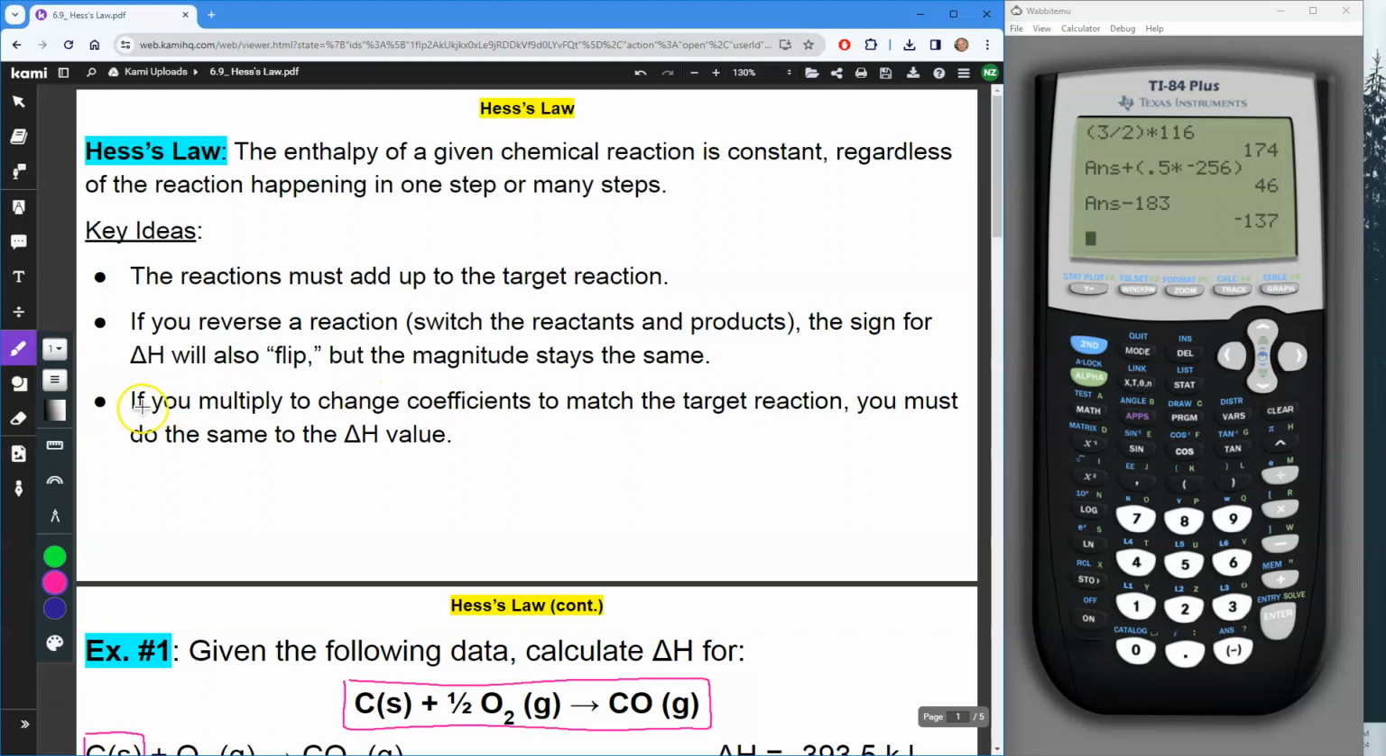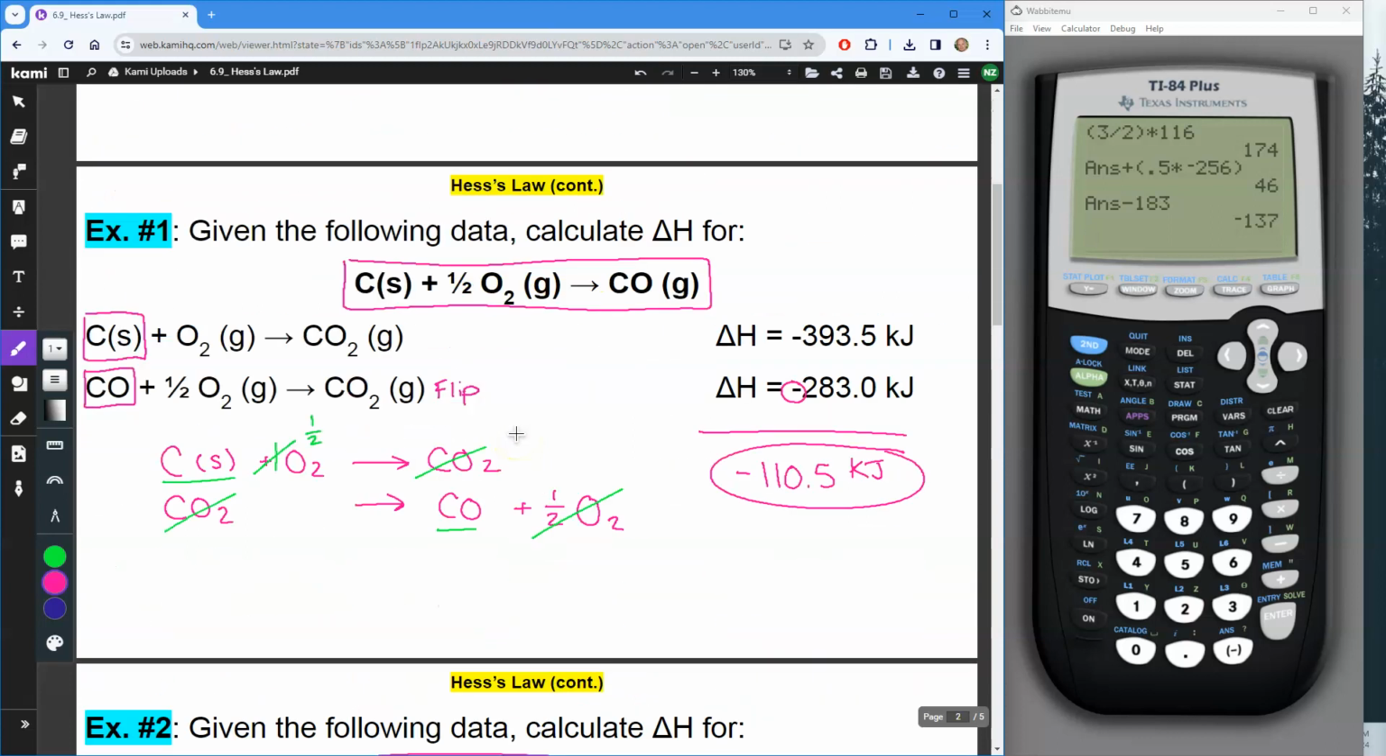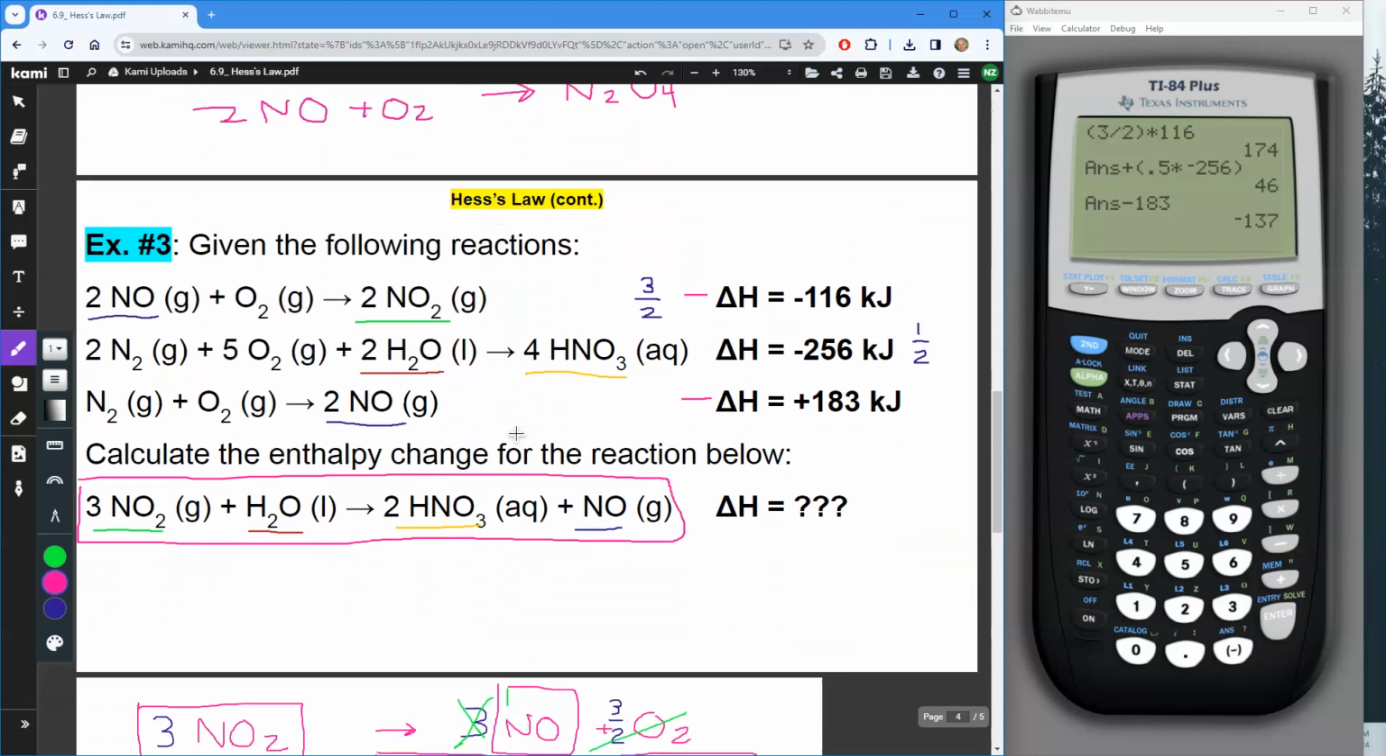And then finally, if you multiply to change the coefficients to match the target, you must multiply the delta H value. So that kind of came into play in the third one. So we had to multiply the first reaction, for example, by 3/2. So we took our delta H value and we multiplied that by 3/2 as well. And that's Hess's law.